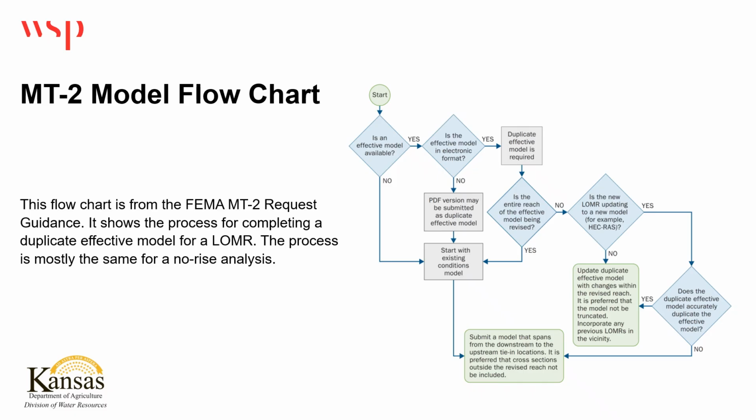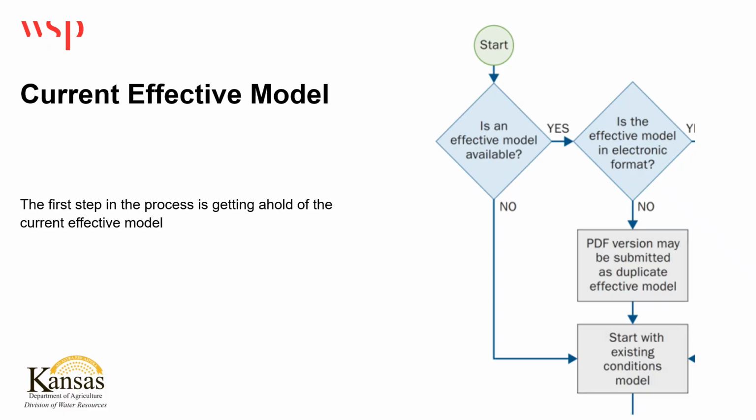So this is a flowchart provided in the FEMA MT2 request guidance. This is meant for completing a new modeling for a LOMAR, but the process is largely the same for a no-rise analysis. The first step in this process is to get a hold of the current effective model.